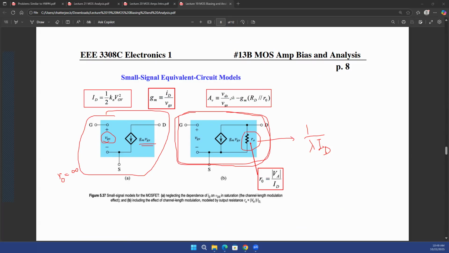Now, we also proved in the last lecture that your voltage gain in this case is going to be the output voltage divided by the input voltage. And that is going to be of the form of minus GM times RD. Or if you take this RO into consideration as well, then it's RD in parallel with RO.